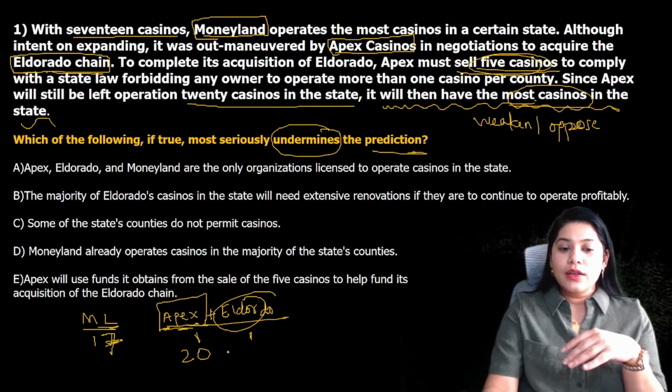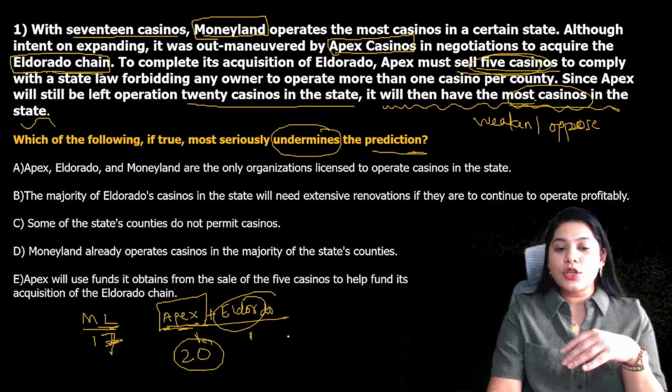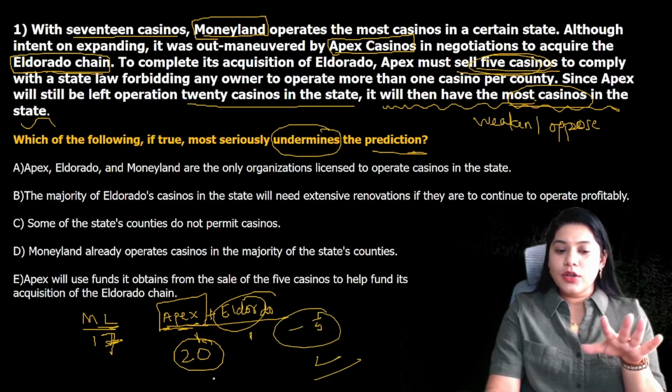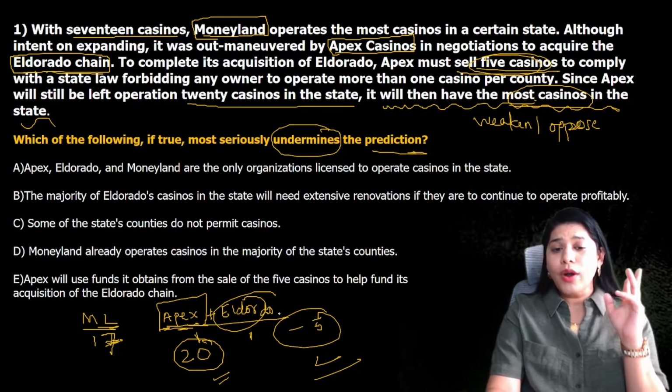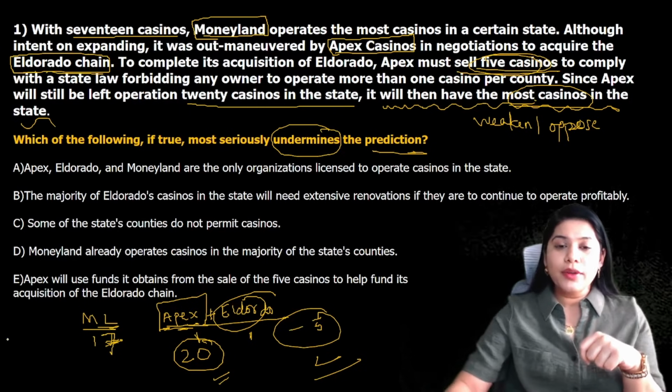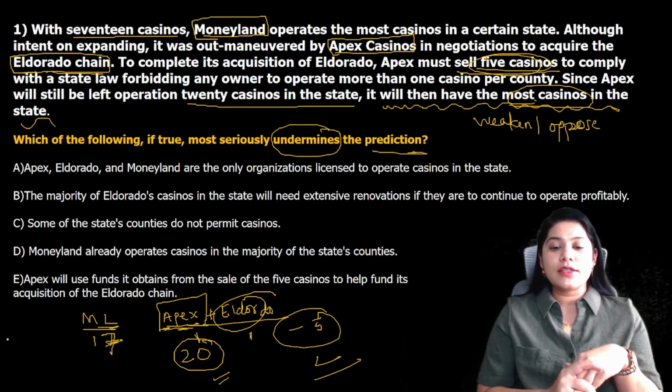See, right now Apex still has 20 casinos after selling 5. It has to sell 5, but it will still have 20, so someone needs to have more than that. So what can be the option? I'll give you a minute to go through the options. Tell me the answer.